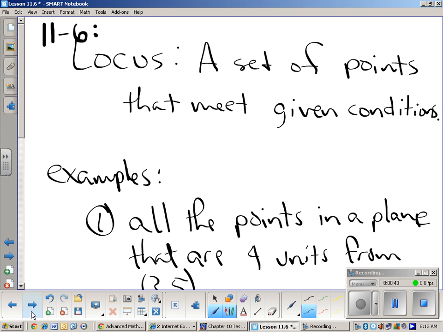The concept of locus is very simple. It's a set of points that meet a given condition. And they're going to make up some scenarios for you and ask you to describe what that looks like. Sometimes they'll be easy, and sometimes they'll be really tricky. You have to open up your imagination a little bit. Think outside of the normal box, or circle, or bubble, whatever you're used to thinking in.